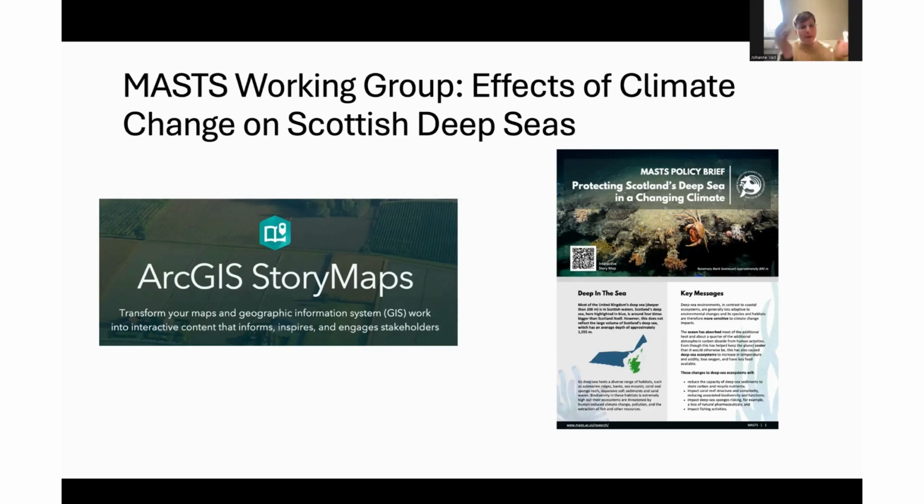So we use the story map infrastructure to showcase what we know and understand currently of the effects of climate change on the Scottish deep sea. And I'll show you very shortly what it looks like. Accompanying the story map, we decided to also make a policy brief, which was much shorter and to the point. So you're getting the sense that we're targeting two audiences here. The story map is dedicated to communicating this research to the general public, whereas the policy brief is much more intended for policymakers. So it's much shorter and to the point.